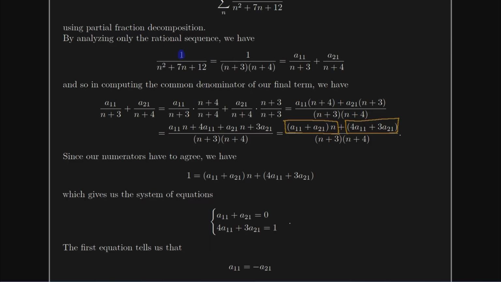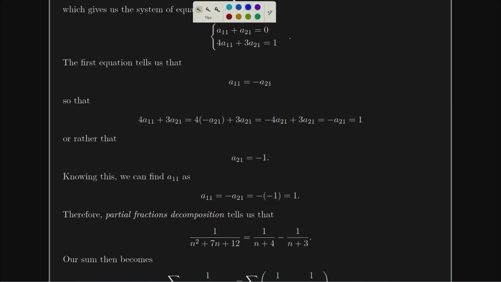If I go back to the beginning, it's a 1, or in other words, 0n plus 1. And so this first a11 plus a21 I'm going to pair with a 0, and then the 4 a11 plus 3 a21 I'll pair with the constant 1. That forms my system of equations where the first is equal to 0 and the second is equal to 1. If I decide to solve this system of equations, I'm going to rearrange the first into a11 as negative a21.